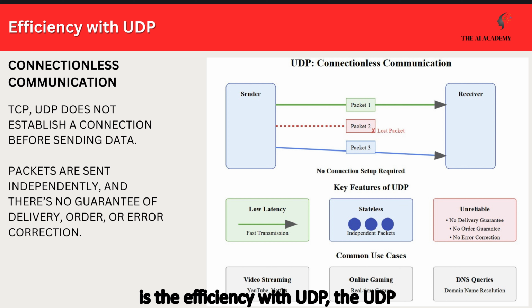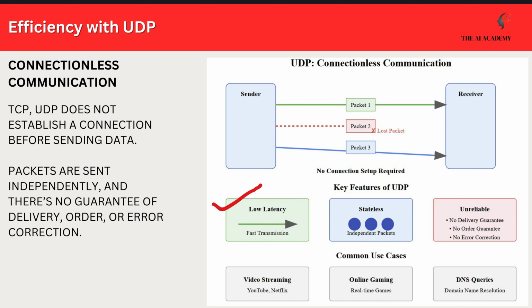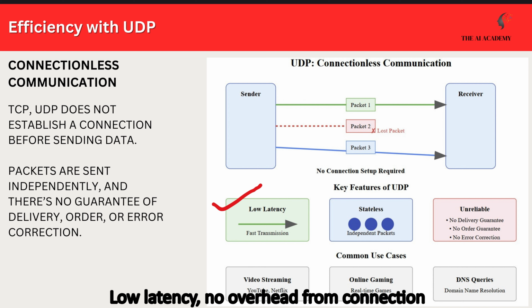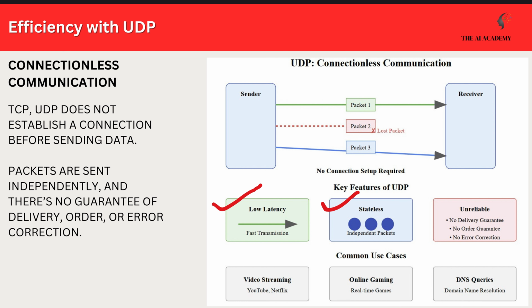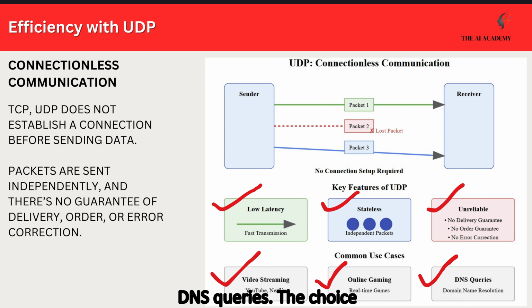Next is the efficiency with UDP. UDP performs connectionless communication. Unlike TCP, UDP does not establish a connection before sending data. Packets are sent independently, and there's no guarantee of delivery, order, or error correction. The key features of UDP are low latency, no overhead from connection establishment or acknowledgement packets. Stateless, the sender does not track the state of the communication. Unreliable delivery, suitable for applications where speed is prioritized over reliability. The use cases for UDP are video streaming, YouTube, Netflix, online gaming, and DNS queries.